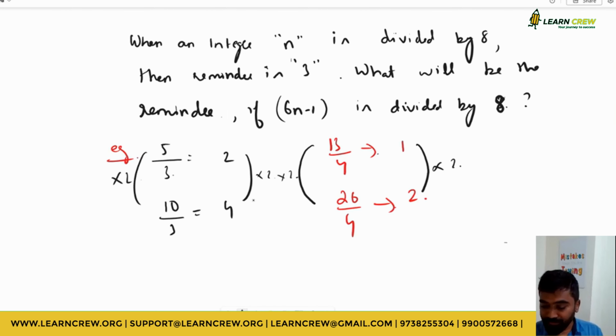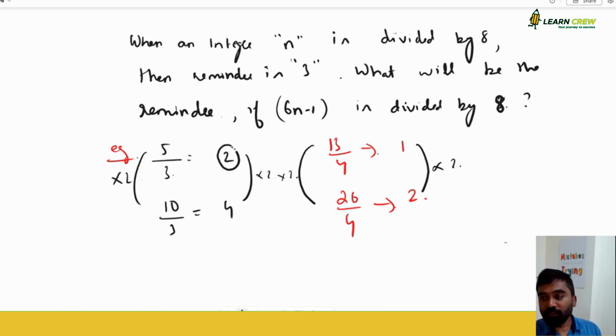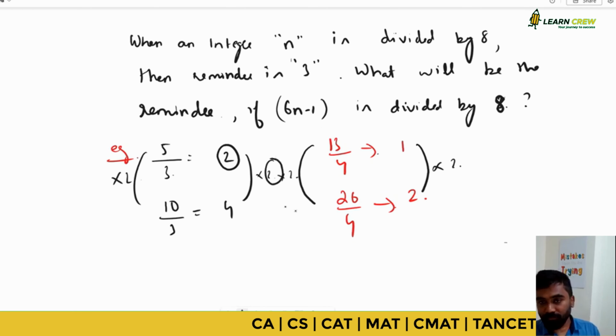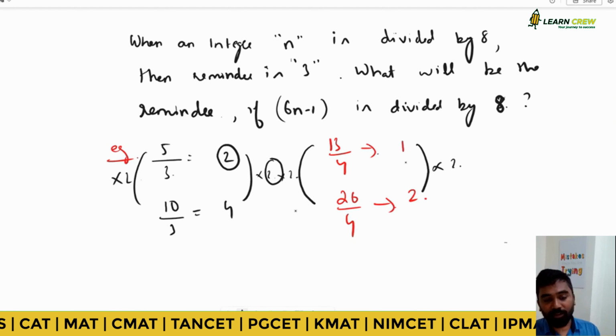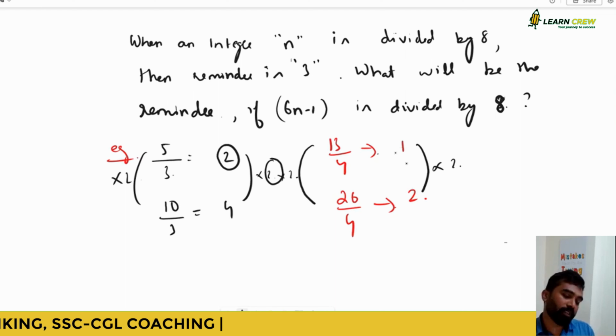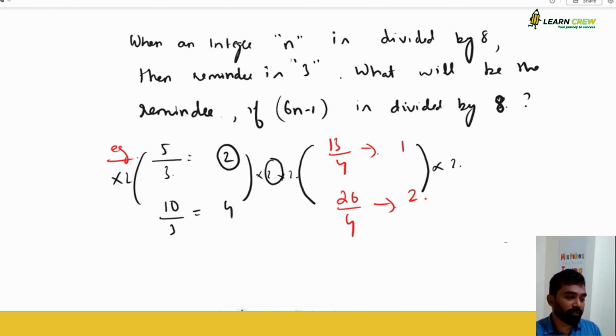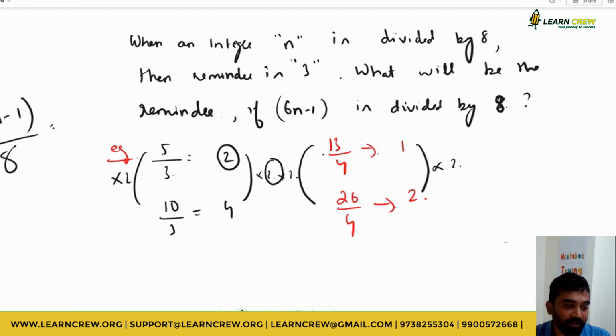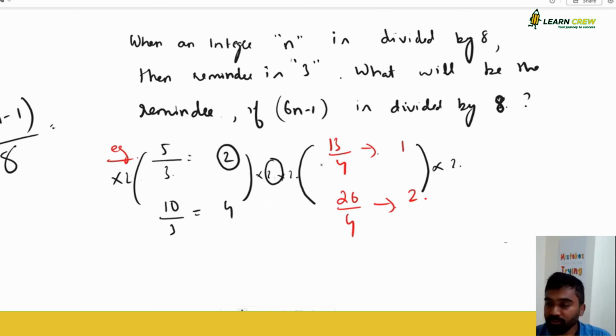Now, how do I proceed further? If I get a remainder of 2 here, I multiply it by the same factor. In this case, they ask me to find the remainder of 6n minus 1 divided by 8. This is the thing they ask me. In order to find the remainder, you just multiply the remainder of n by the same number.